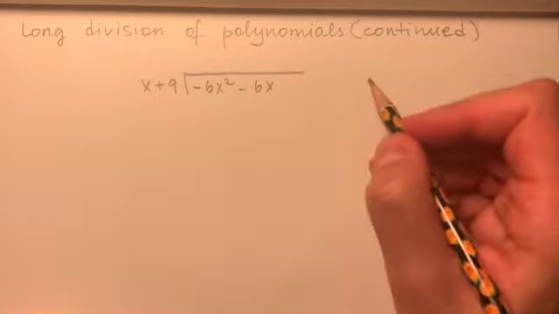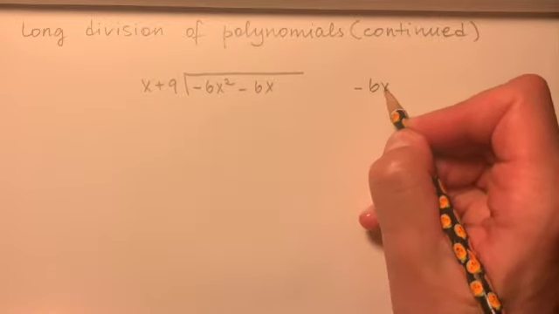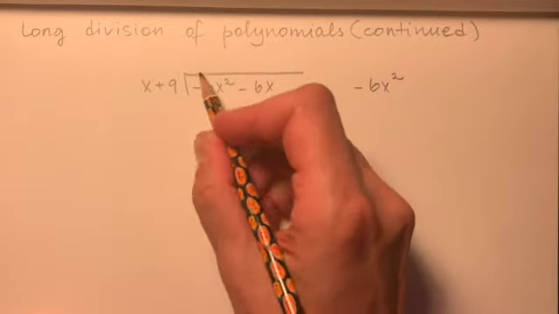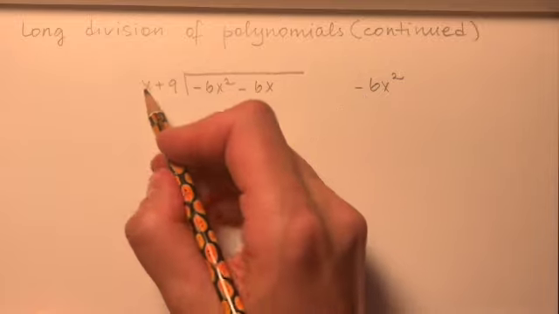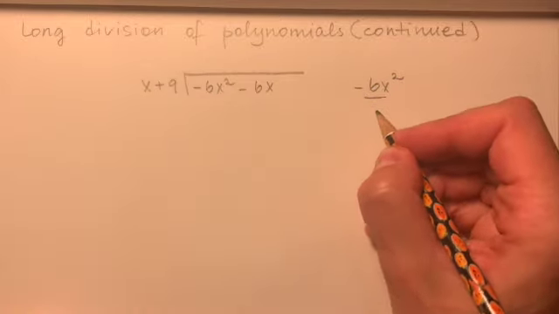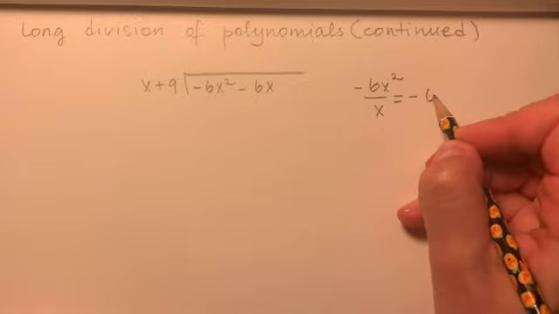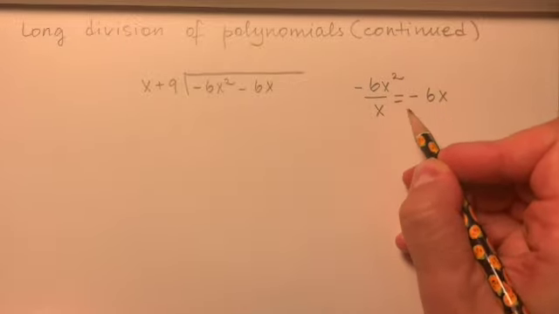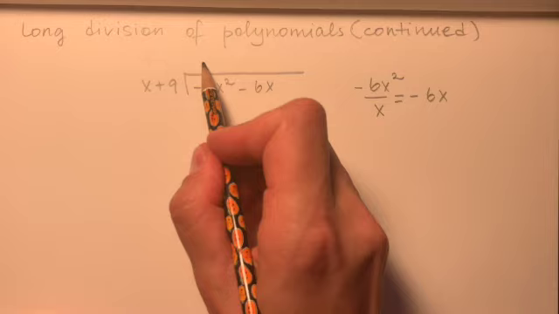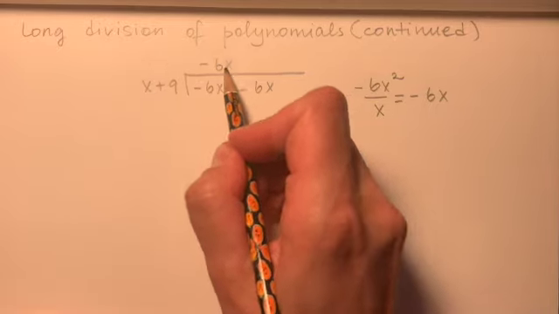So remember, the first step was to divide negative 6x squared, which is the front of our dividend, by the x, which is now the front of our divisor. This division gets us negative 6x. This is the second part of our result, and we're going to place it to the top of the box.